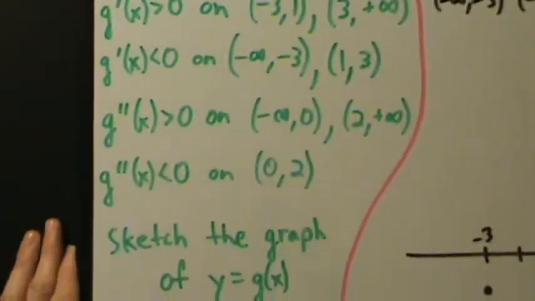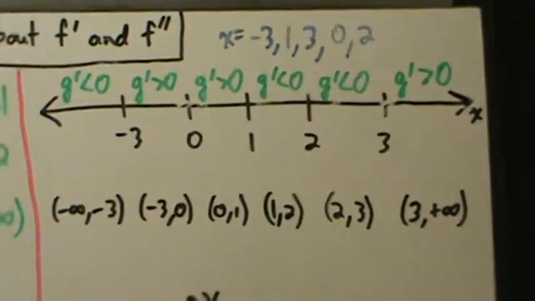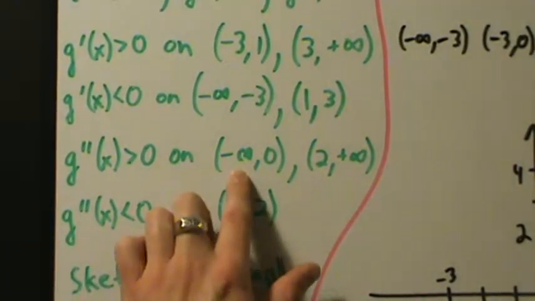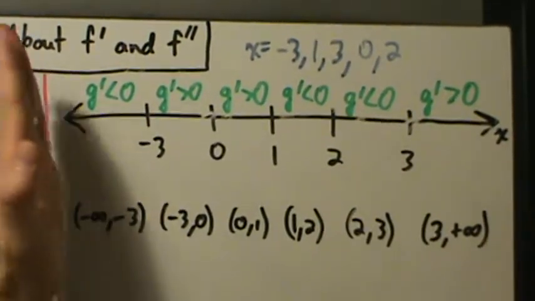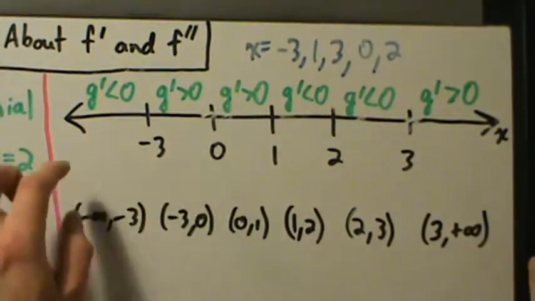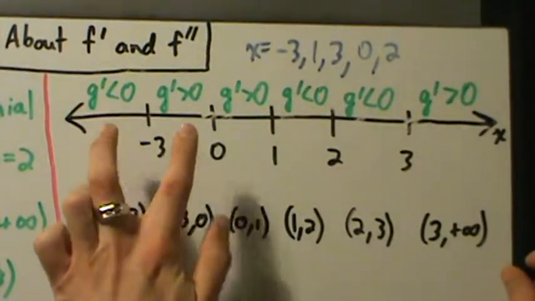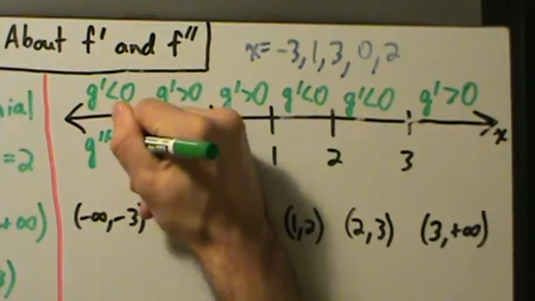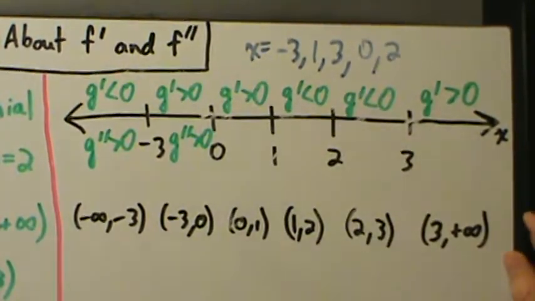So g double primed, again, we're just going to take this information that we're given and put it over here in a way that's more useful to us. We're told g double primed is positive from -infinity to 0 and from 2 to infinity. So g double primed is positive from -infinity all the way up to 0. That's actually this piece and this piece, right? So that's both of these pieces here. We're just directly given that g double primed is positive here, and g double primed is positive here.